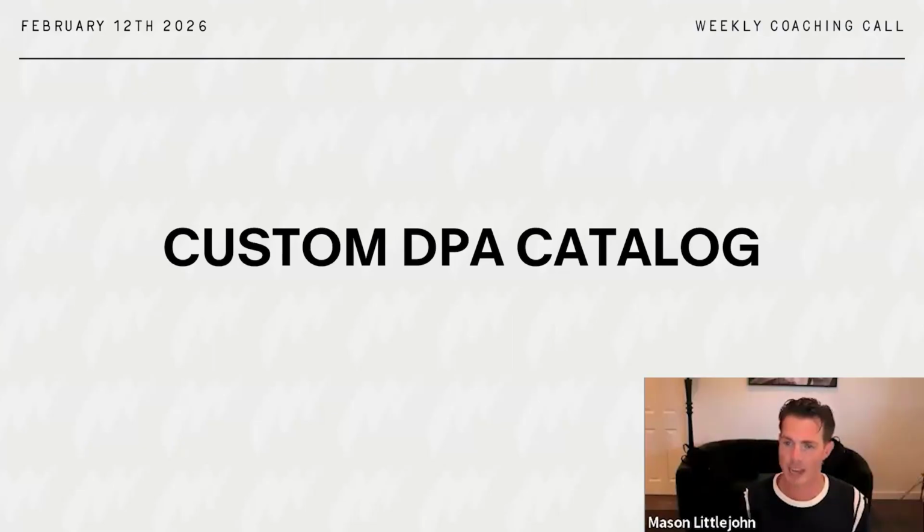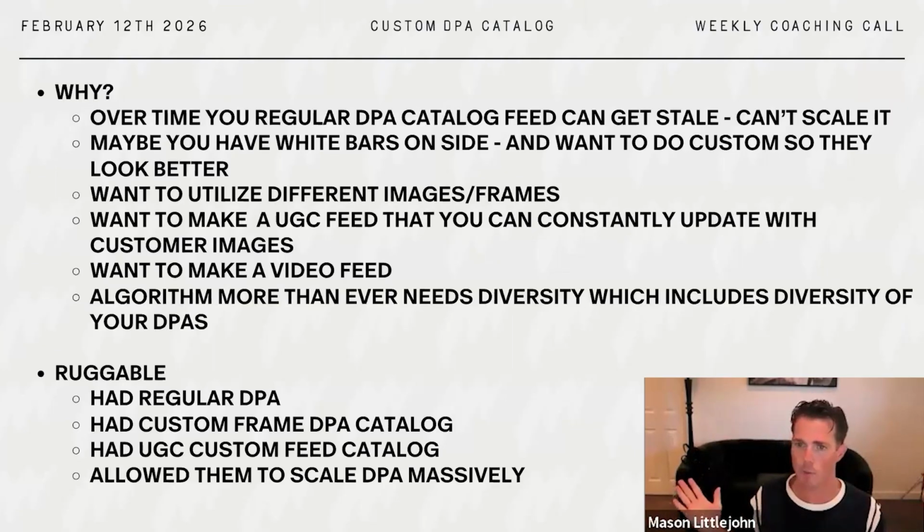And so that's kind of the standard. That's where most people stop. However, it's really only the beginning. The world is your oyster, actually, in regards to catalogs. And so that's what we're going to go over, is how to create a custom DPA, dynamic product ads catalog, that you can use. Why though? Why would we want to do this, right?